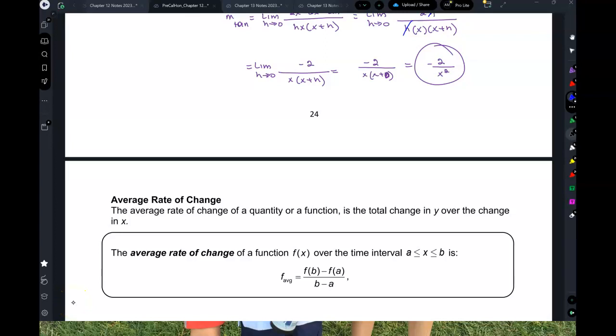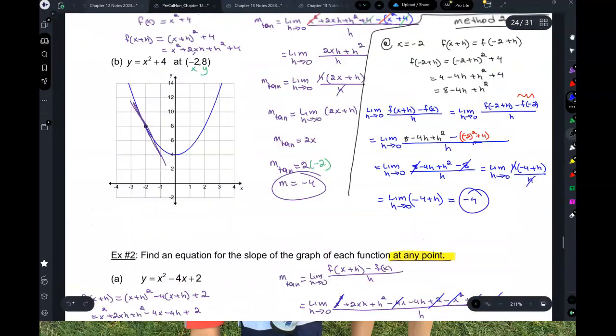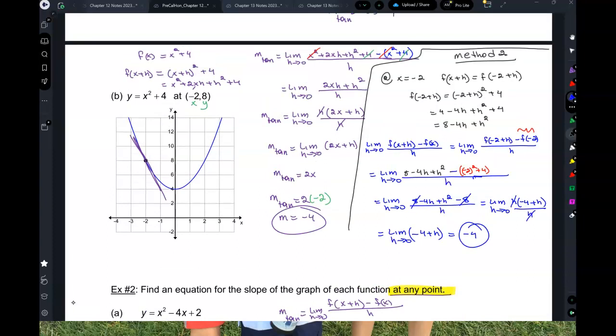We started talking about how to find the slope of a curve at a specific point. When you do that, you're literally just finding the rate of change just at that one point.